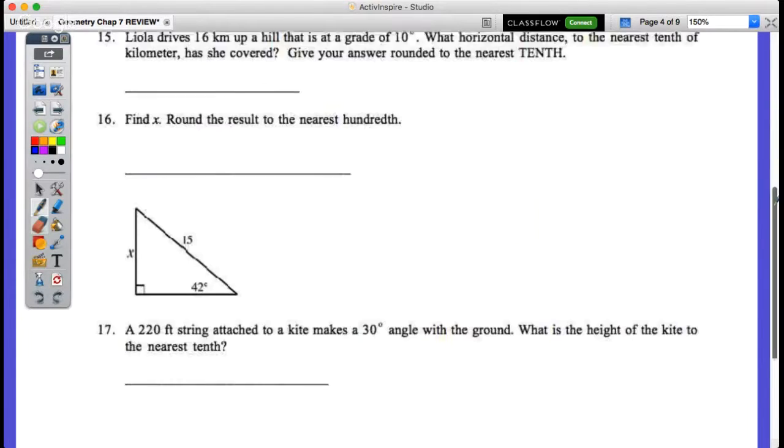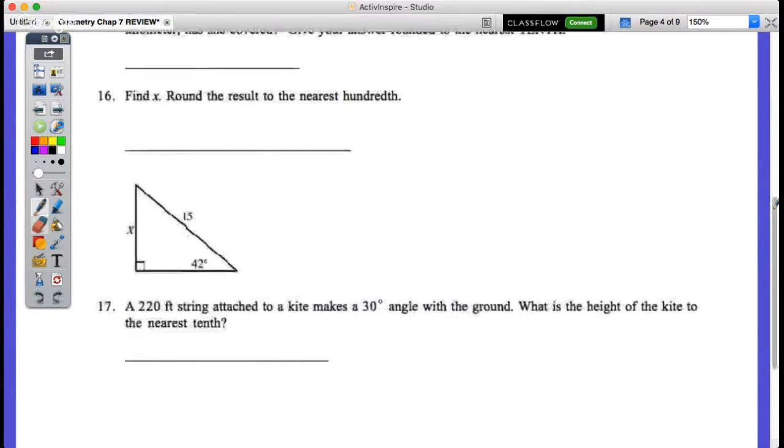So for number 16, opposite over hypotenuse, correct? So we're finding the sine of a 42-degree angle. What is sine of 42 multiplied by 15? Yes, it's 10.04. Is that what you get? Now she is redeemed. Okay.